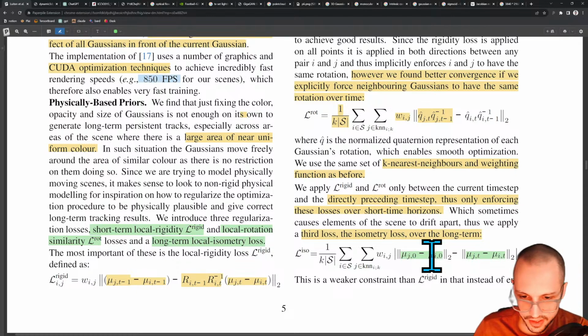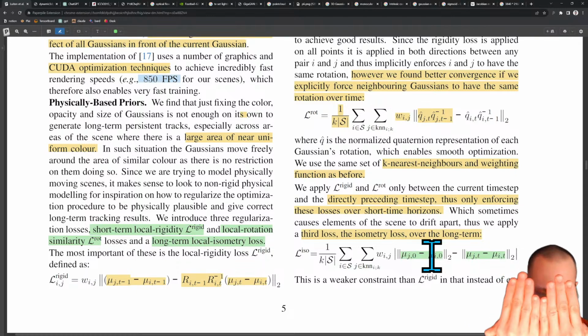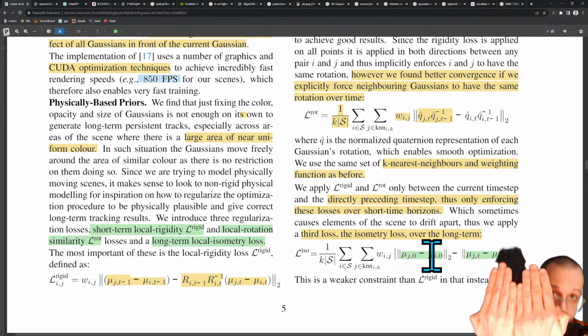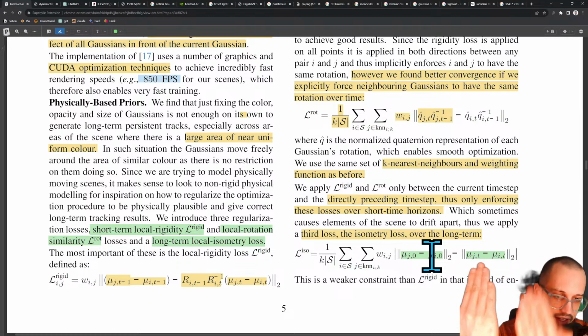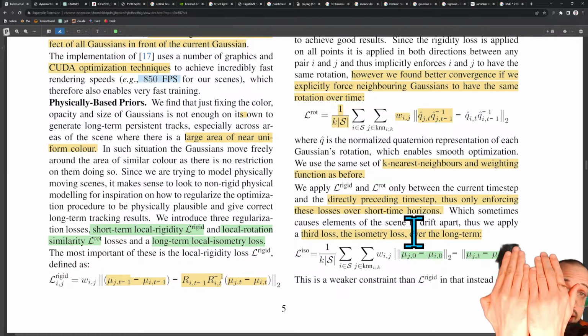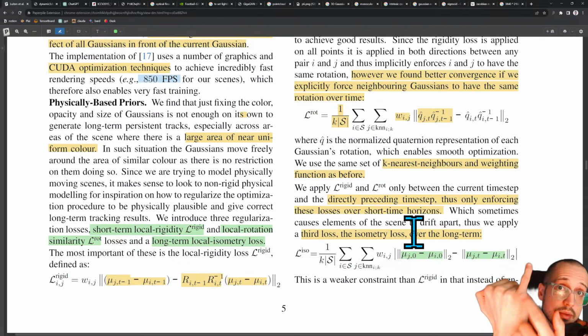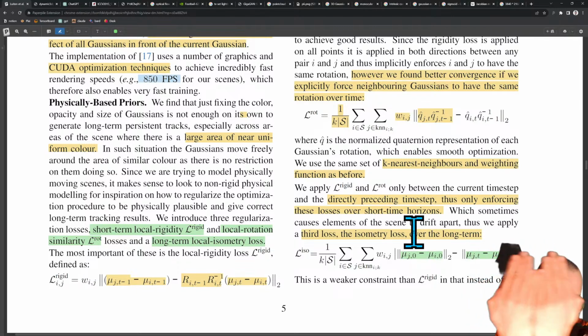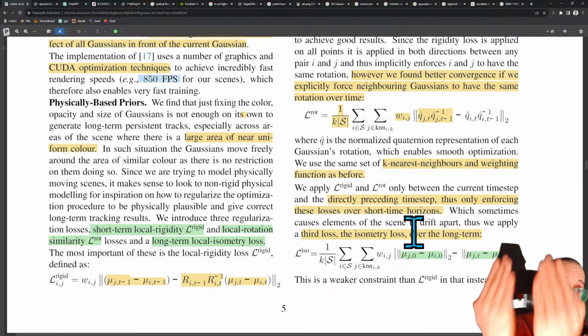Even if I was doing this with my hands, just sitting there recording myself, and then halfway through the video I separate my hands, this isometric loss here is not going to like that at all, because it's going to want to keep the Gaussian that represents this knuckle and the Gaussian that represents this knuckle together, right? It wants those to be rigid over the long term. So it's going to want to pull those together.